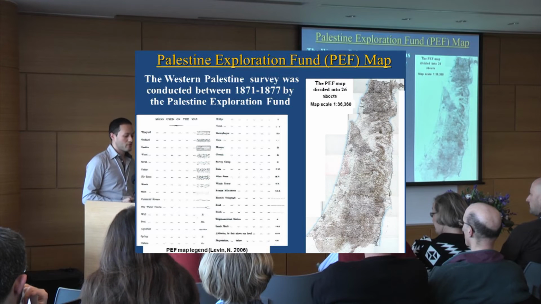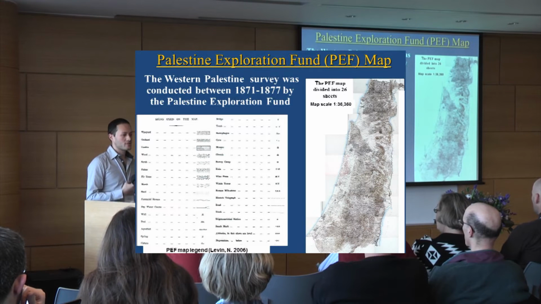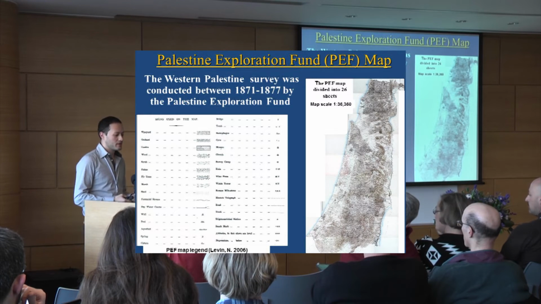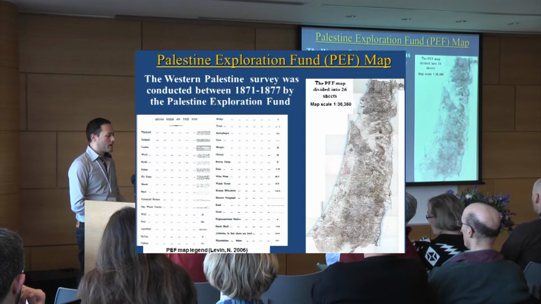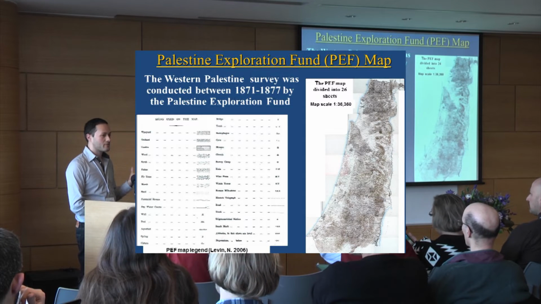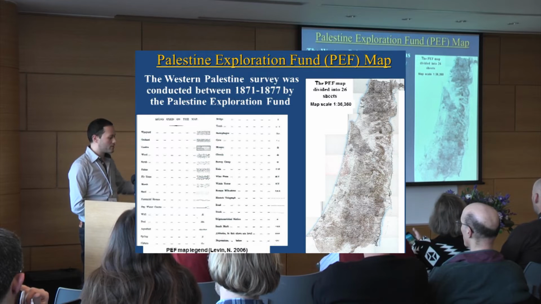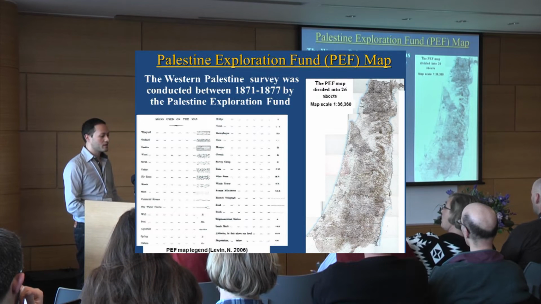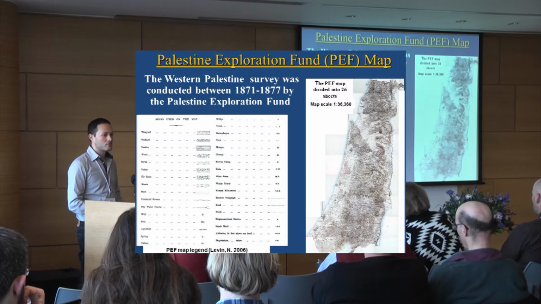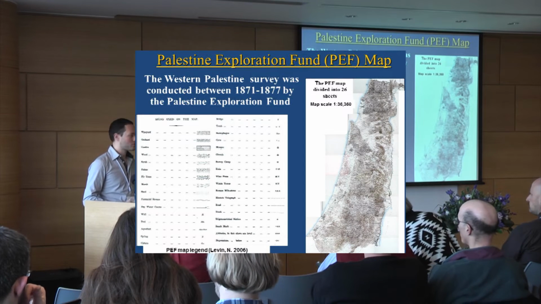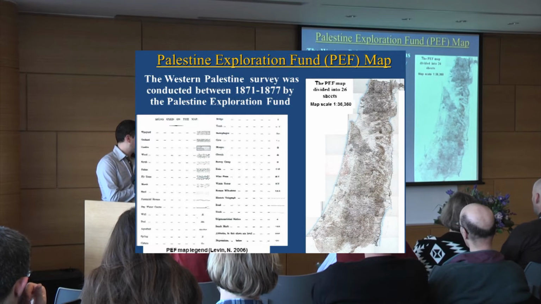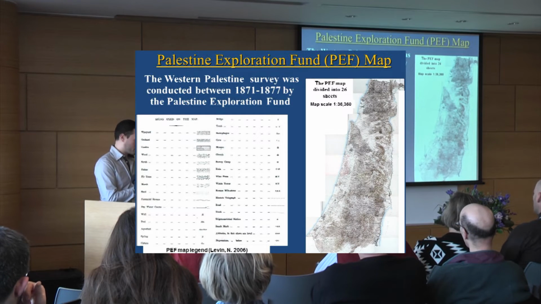This map is actually very valuable because, first of all, it was made just at the start of the modernization and industrialization of Palestine, and also because it has landscape features of the past. At this scale you cannot see them, but we will see in a second. It has a lot of features such as wetlands, sand dunes, and built areas also. This is the original PEF legend.